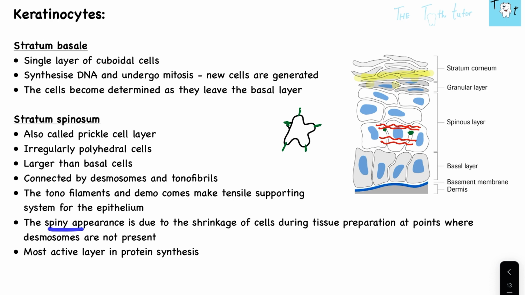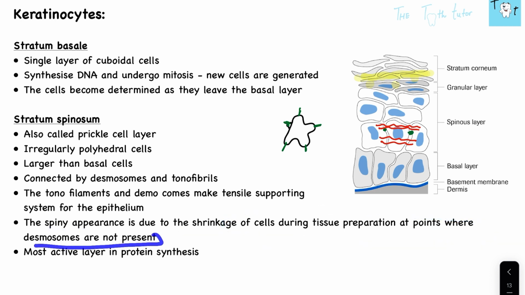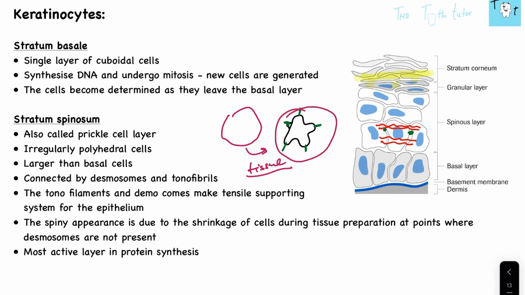The spiny appearance is due to shrinkage of the cells during tissue preparation at points where desmosomes are not present. So maybe this cell was like this at one point of time, and then we did tissue preparation, and the entire cell shrunk. At this point it was held by a desmosome, so it stayed over here, but shrinkage occurred over here. Then again this was held by a desmosome, so it stayed, and then it shrunk over here. Because of this shrinkage, the cell had this spiny appearance, and that's why it is called stratum spinosum.